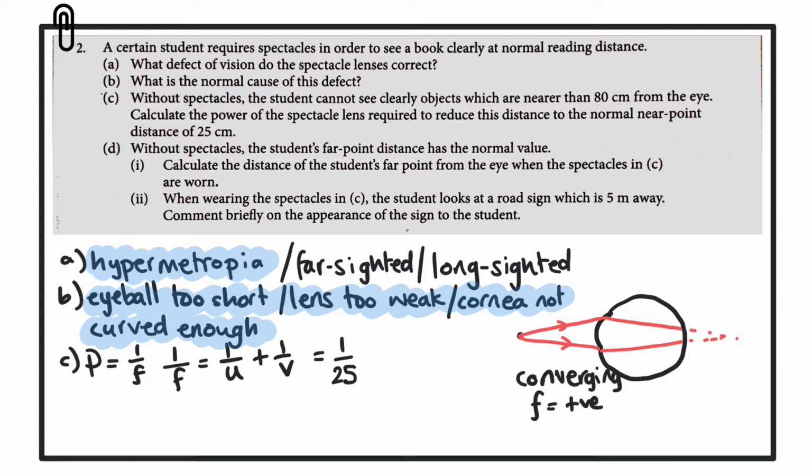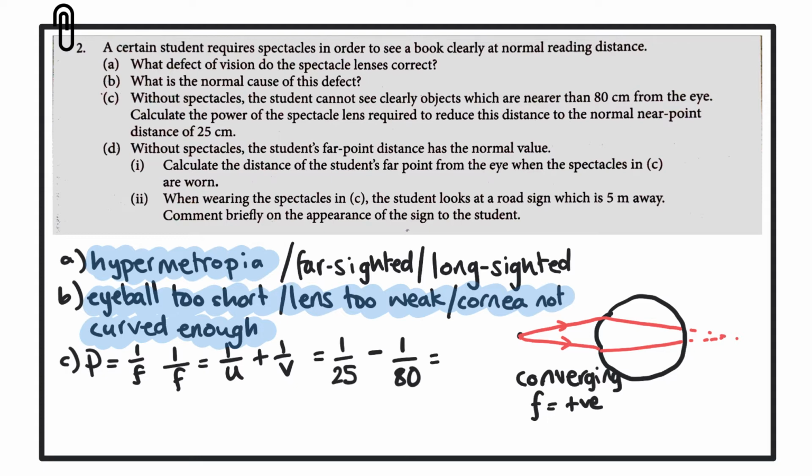So the image distance is being formed at 80 centimeters. And it is a virtual image. That image is formed on the same side of the lens as the object, so therefore that value is going to be a negative value. So we have minus 1 over 80, where 80 is the image distance. And that is at the person's actual near point.